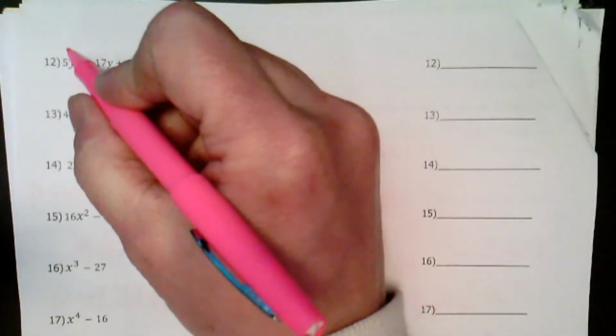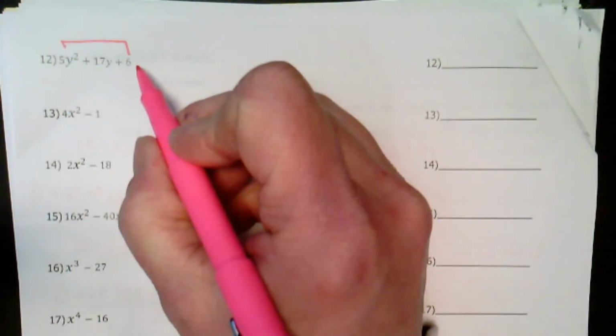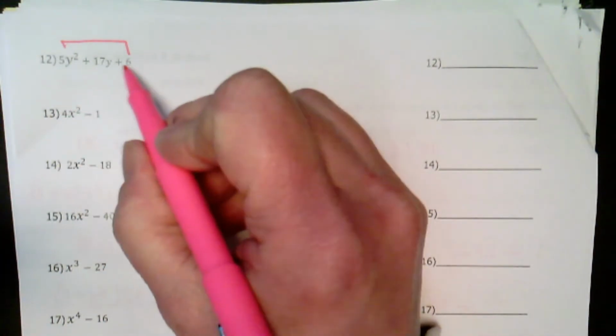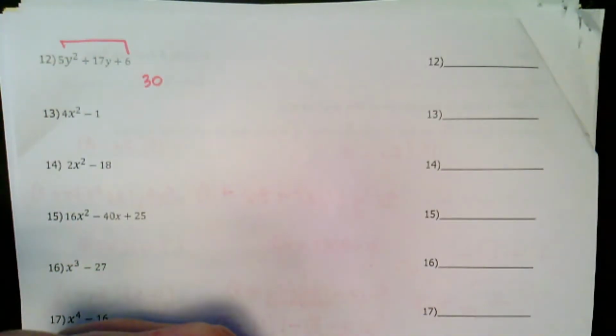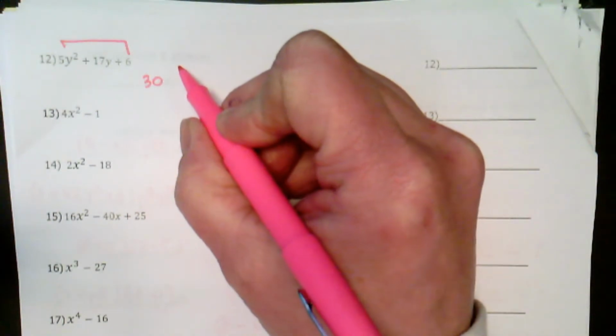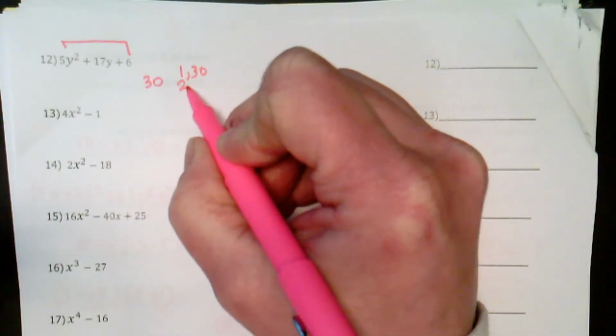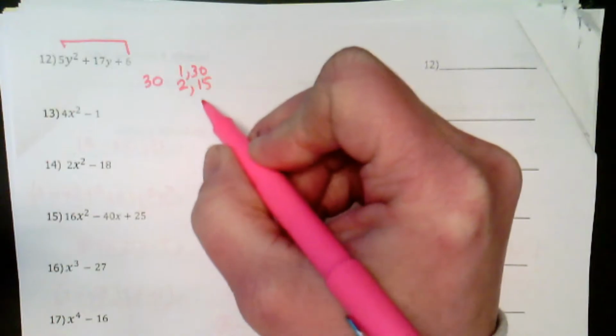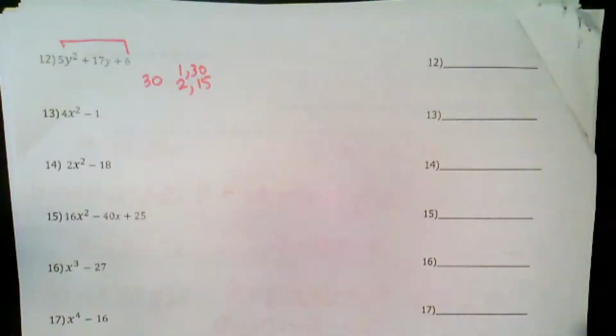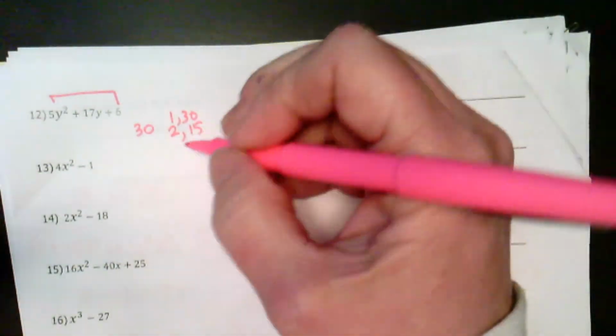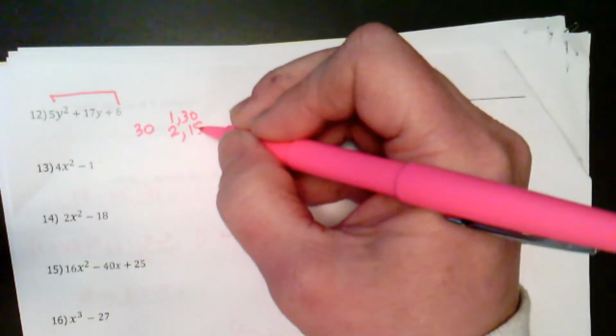Alright, number 12. So we're looking for something, because I can't take anything out of everything, so it has to equal 30 and adds together to give me 17. So I'm thinking 1 and 30, 2 and 15, so bingo. I don't always know it off the top of my head right away, so I always start listing off my factors. So 2 and 15 will work. Both will have to be positive.